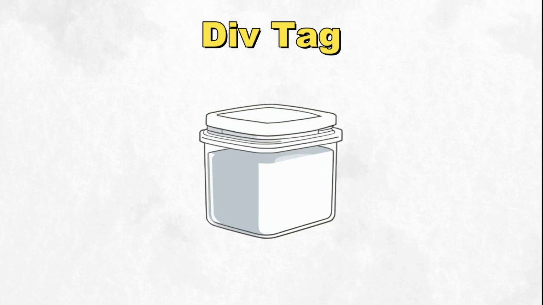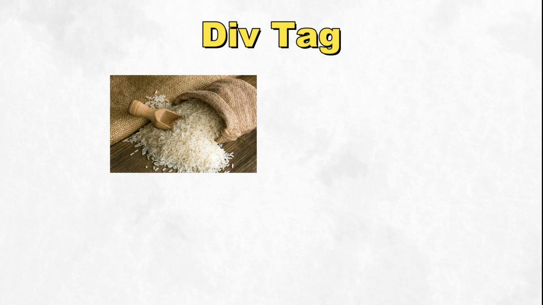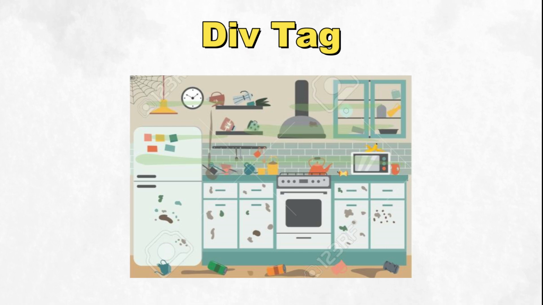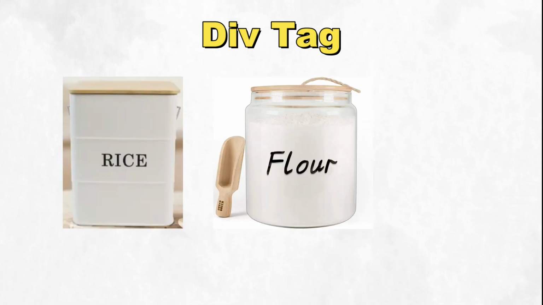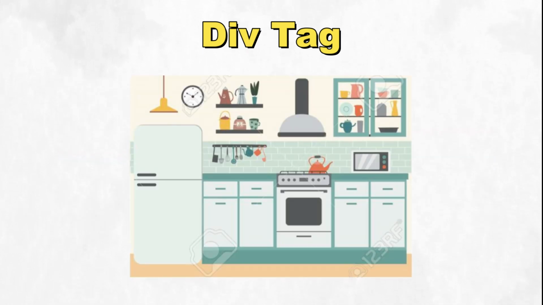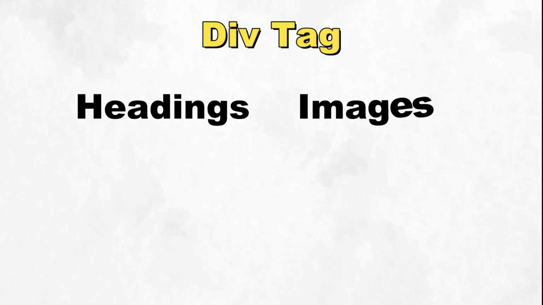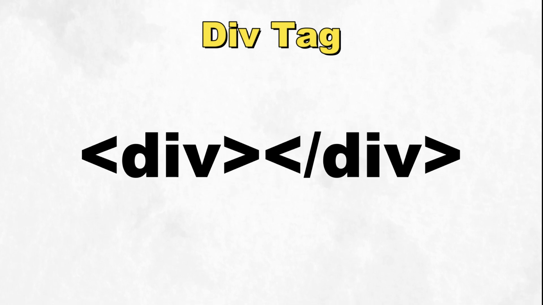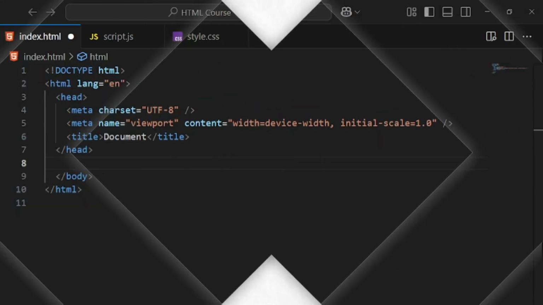You can also think of a div like a plastic container in your kitchen. If you just throw rice, flour, and sugar on the kitchen shelf, it's messy, right? But if you put them in separate containers, everything is organized and looks clean. Similarly, on websites, if you put headings, images, and paragraphs directly without organizing them into divs, your layout will be chaotic and unmanageable. Let's quickly create a simple div in VS Code and see how it works.